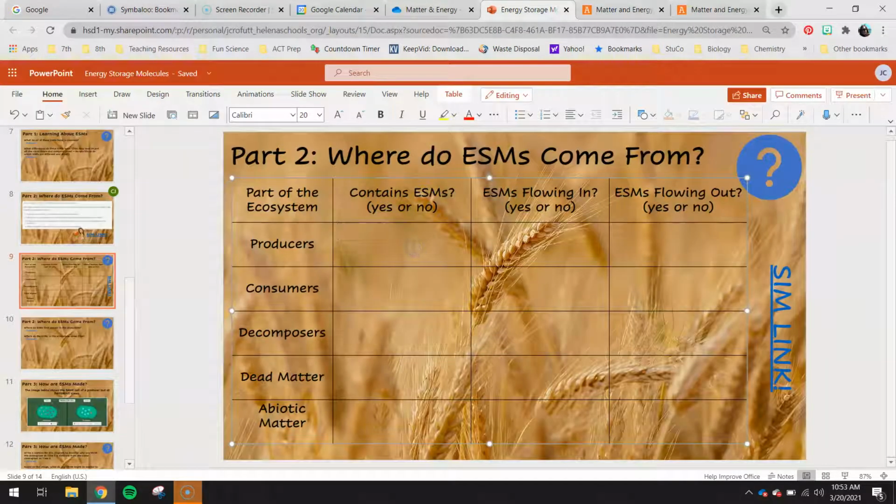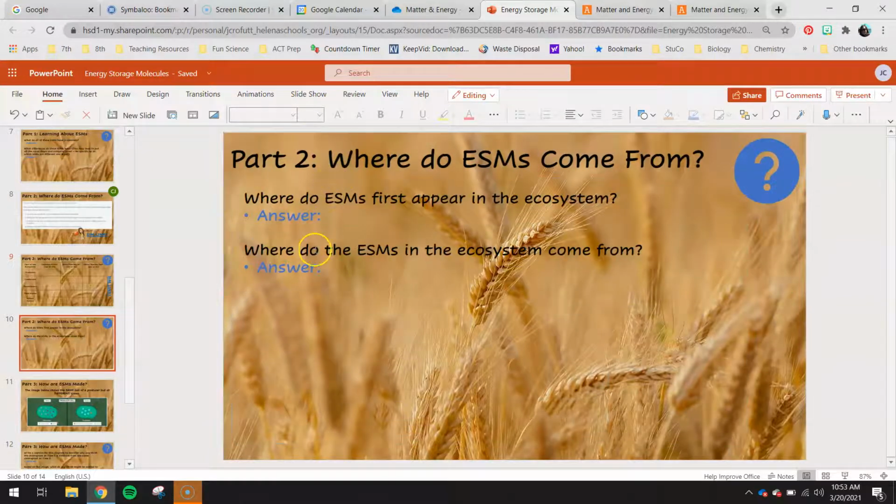Okay, so that frames out your first one. Does a producer have ESMs? Yes. Are they flowing in? No, they are not. Are they flowing out? Yes. So look at consumers, decomposers, dead matter, and then abiotic matter. And then moving on, answer these two questions. Where do ESMs first appear in the ecosystem? If we were to pick an origination point, where do those ESMs appear? Where do you see them? Where do they originate from in that ecosystem? And then where do the ESMs in the ecosystem come from? So for the rest of the ecosystem, how do they get their ESMs? Where do they get them?